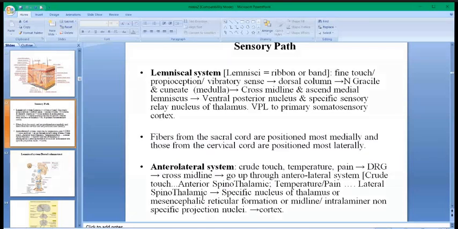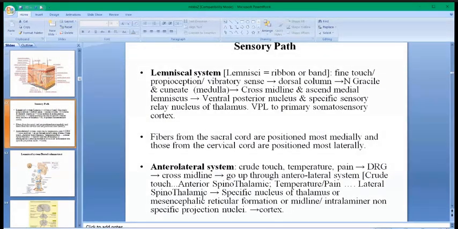Question is asked. Can you hear me? Yes, sir. Question is asked, which tract carries temperature and pain? The answer will be lateral spinothalamic tract. Which tract carries crude touch? Answer will be anterior spinothalamic tract. Which tract carries proprioception, muscle sense, joint sense? The expected answer will be dorsal column tract. Am I clear?